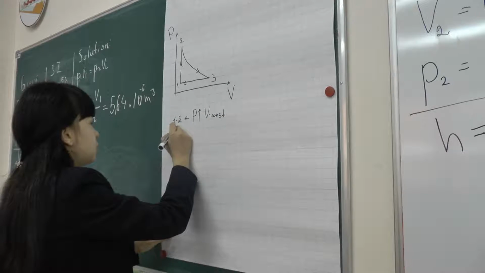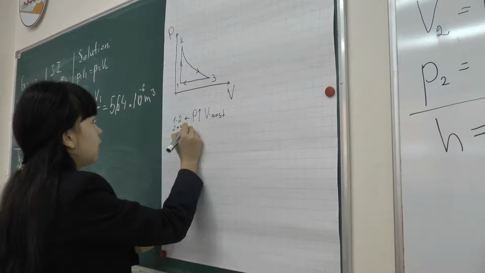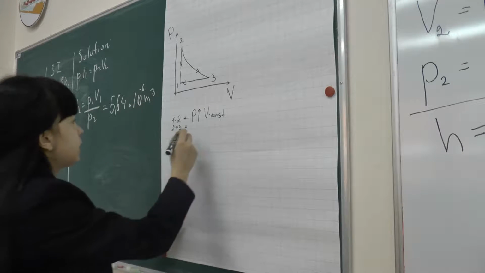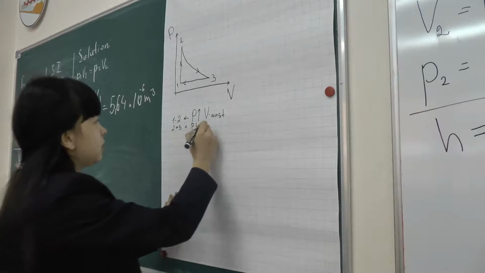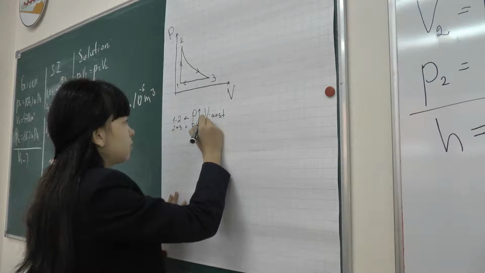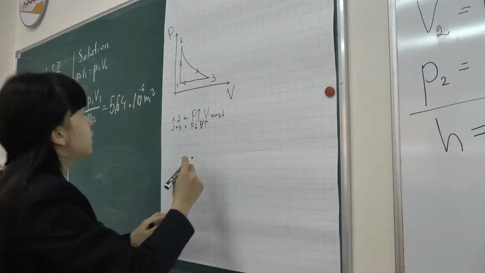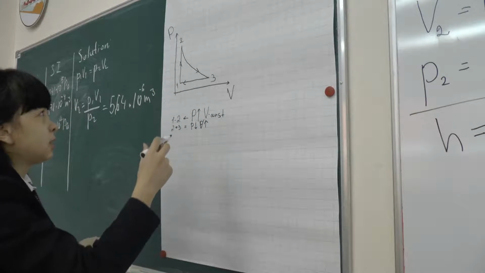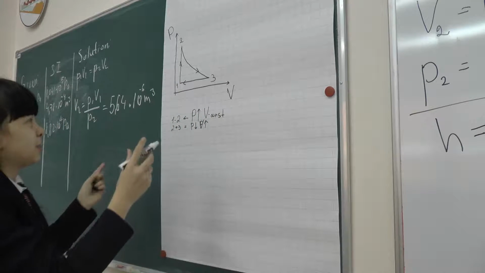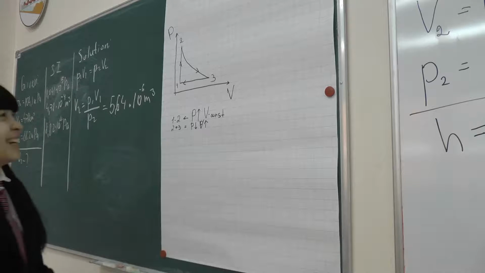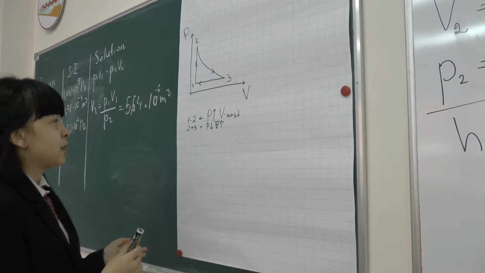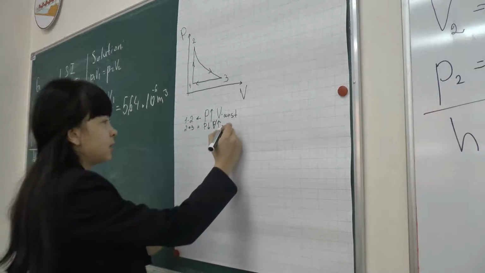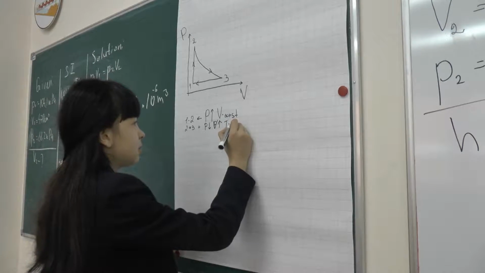From points 2 to 3, the pressure is decreased, volume is increasing, and because this graph shows an isothermal process, the temperature is constant.